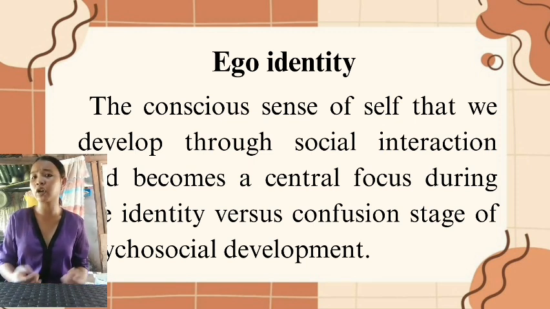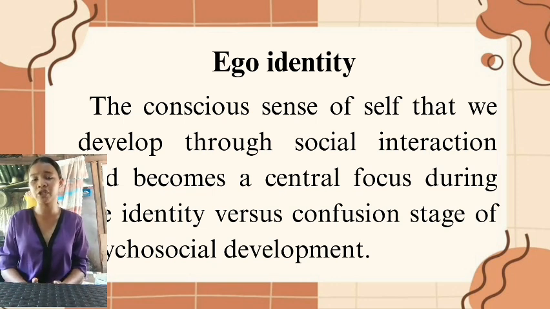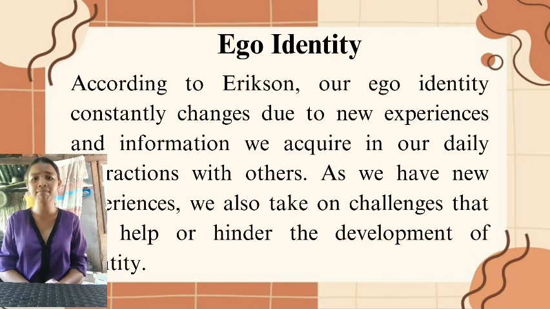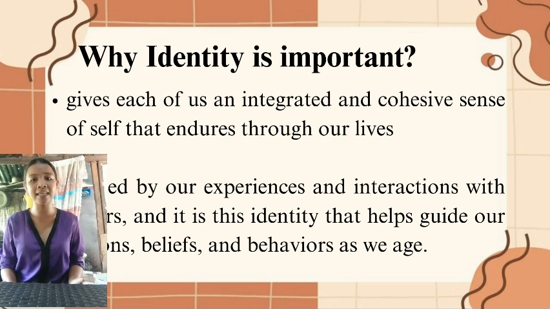Ego identity is the conscious sense of self that we develop through social interaction and become a central focus during the identity versus confusion stage of psychosocial development. According to Erikson, our ego identity constantly changes due to new experiences and information we acquire in our daily interaction with others. As we have new experiences, we also take on challenges that can help or hinder the development of identity. Why is identity important?